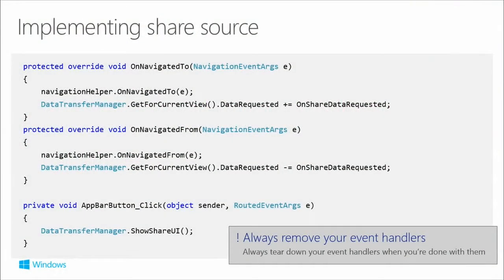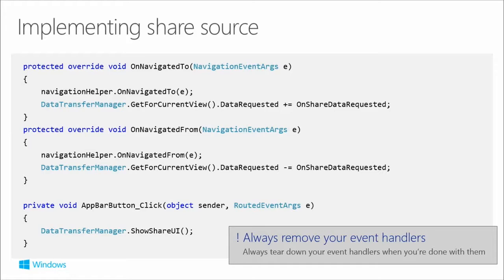So what do you do in code? What does that mean? Actually very simple from a share source point of view. On whatever page where you want to share some stuff, you call DataTransferManager.GetForCurrentView, DataRequested. That's an event, so you hook that event. So we've got an OnShareDataRequested event handler that we're not seeing on this slide. We'll come to that in a moment. When you leave the page, you need to deregister from that as well.